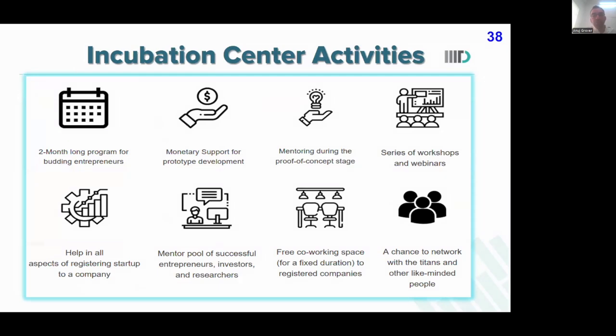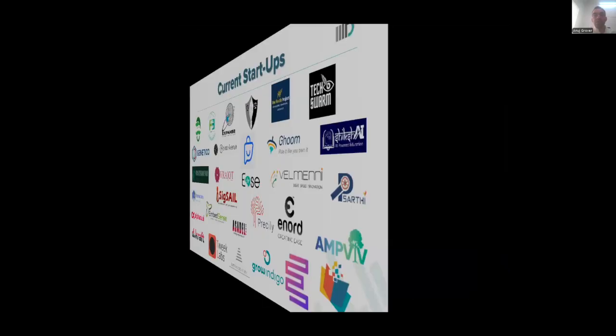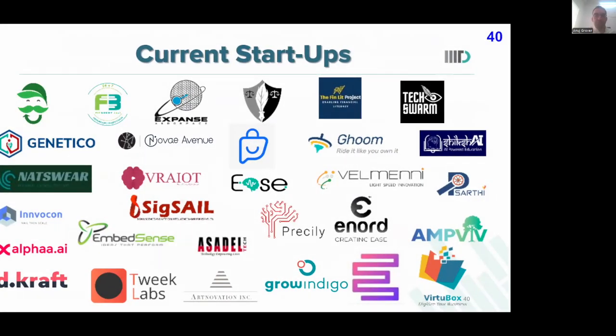As I already mentioned, the Incubation Center does a wide range of activities, including funding and mentoring. The thrust areas of the incubation center include artificial intelligence and machine learning, wireless technologies, digital humanities and social sciences, image processing and computer vision, robotics and drone technology. In fact, we have a special drone technology lab that is funded by CSIR, and human computer interaction and design. These are the logos of the current startups, and they're working on a wide range of technical areas.